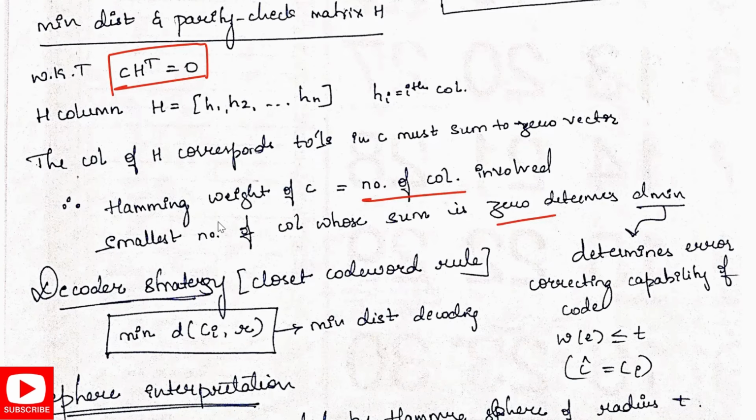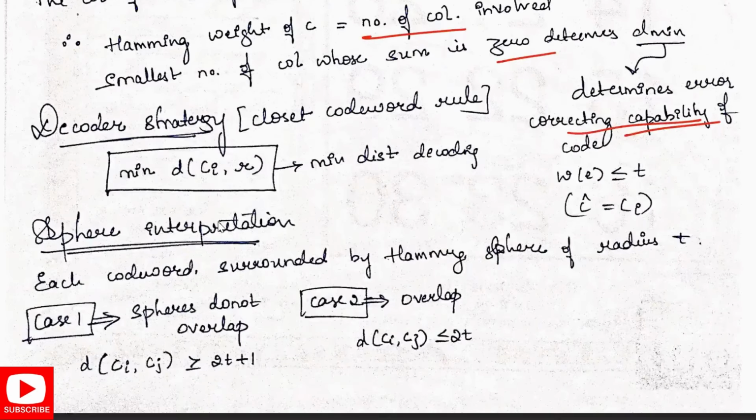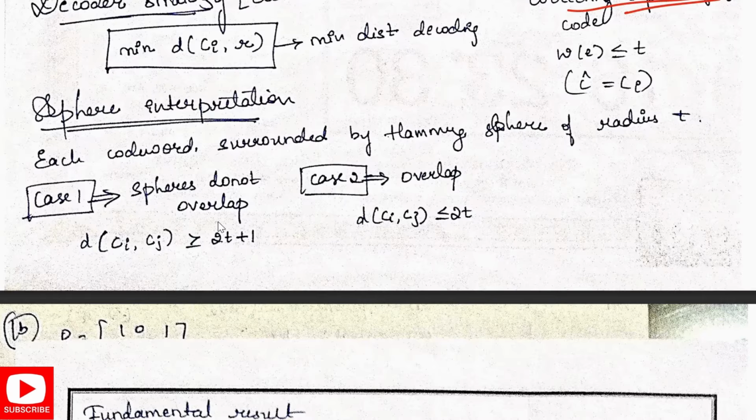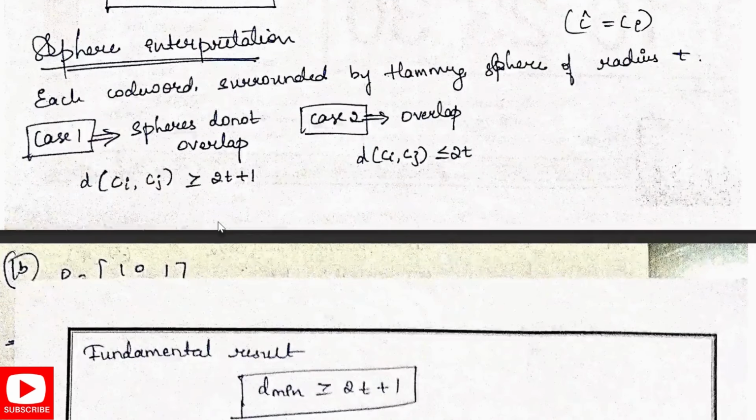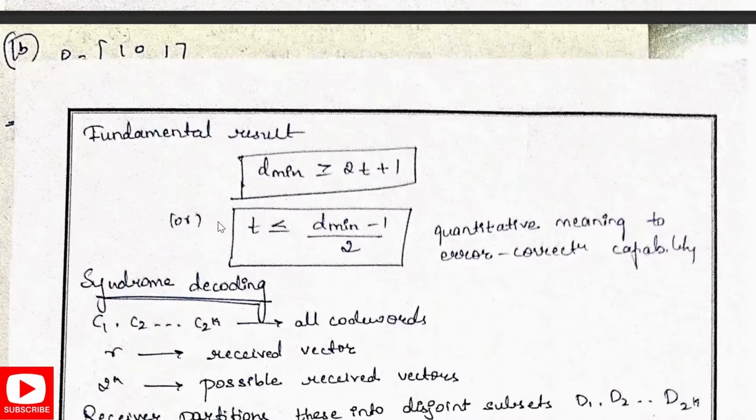Now the decoder strategy is the closest code word rule. Here the minimum of D(Ci, Cj) is minimum distance decoding. This D minimum determines the correcting capability of the code. The sphere interpretation: each code word is surrounded by a Hamming sphere. If they do not overlap, that is case 1, where D minimum is greater than or equal to 2t plus 1. If there is overlap, it is less than 2t plus 1.